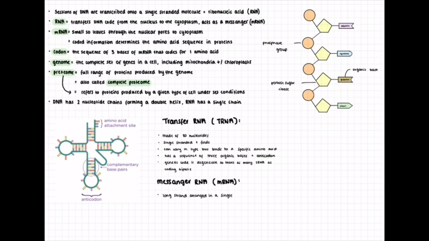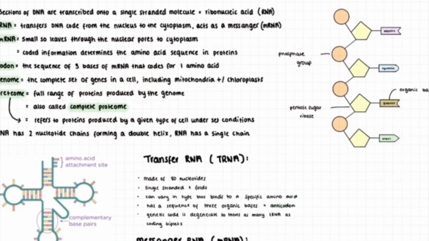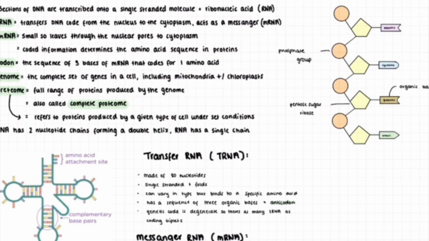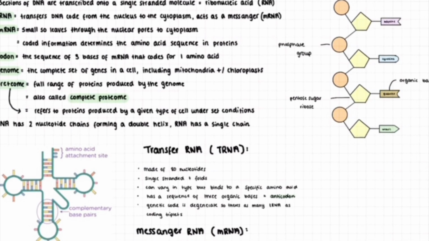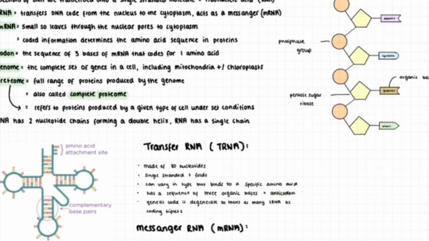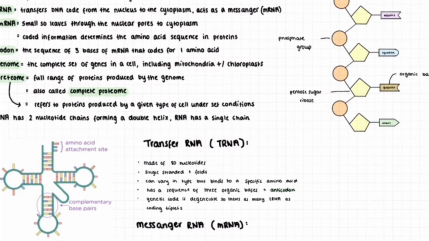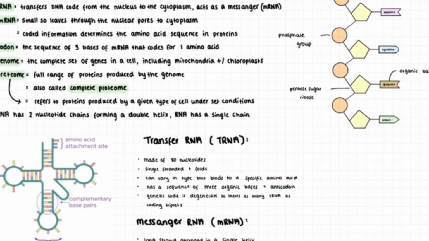A genome is a set of genes in a cell, including mitochondria and cytoplasm. And the proteome, also known as the complete proteome, is the full range of proteins produced by the genome. Now, RNA is made up of the pentose sugar ribose, adenine, guanine, cytosine, uracil, and a phosphate group, as seen in the image. There are 2 types of RNA: mRNA, messenger RNA, and tRNA, transfer RNA.